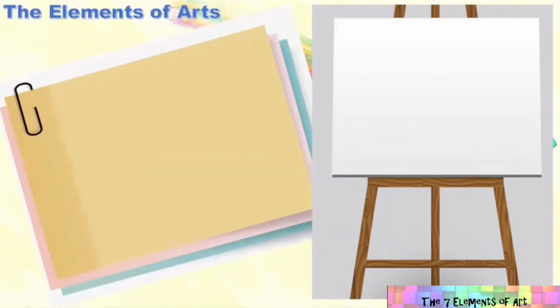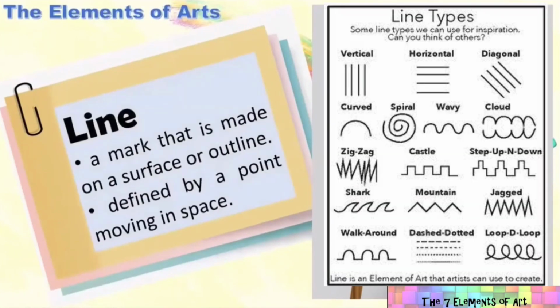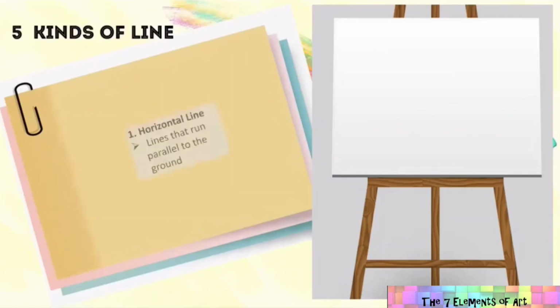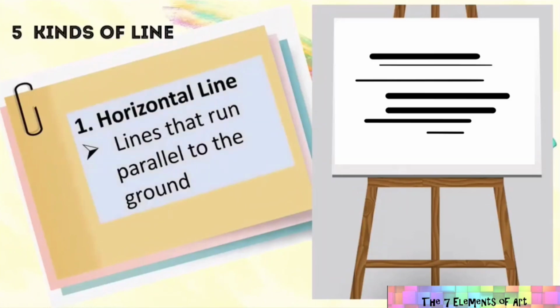The elements of arts, number 1, we have line, a mark that is made on a surface or outline, defined by a point moving in space. It can be 2 or 3-dimensional, scripted, implied, or abstract. There are 5 kinds of line. Number 1, we have horizontal line, lines that run parallel to the ground.